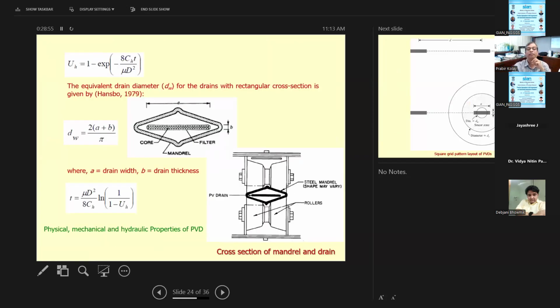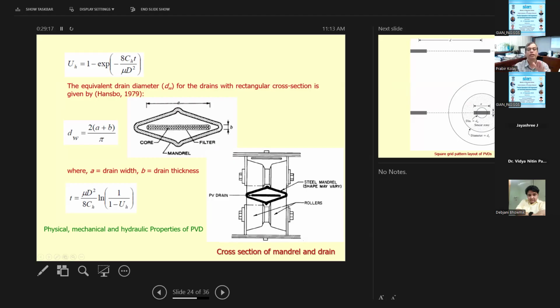So again, there are mandrel and drain. There are different tests you need to do. And then also the degree of horizontal consolidation. This equation is the equivalent drain equation given by Hansbo, and you can find out the time for the degree of consolidation using these equations.